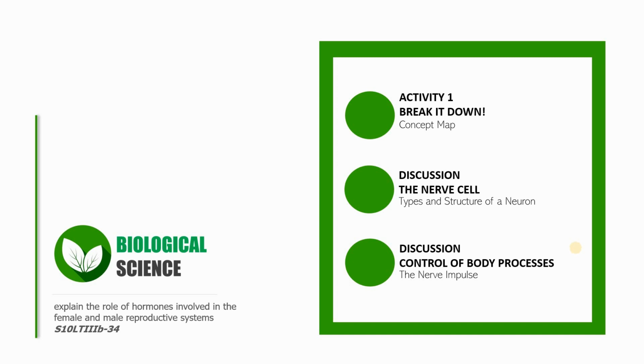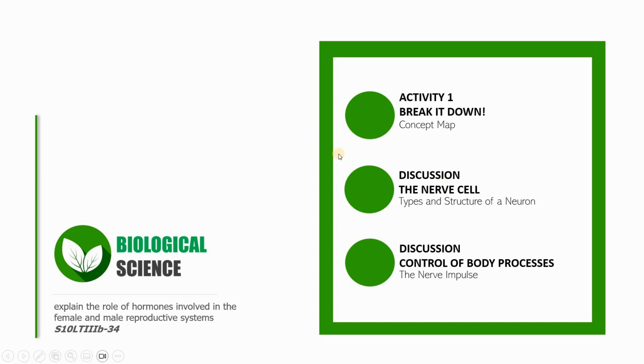Welcome to this discussion. For this session, we have the following parts. The first part will be an activity. It is titled Break It Down, and it's actually a concept map. The second part of this session is a discussion about the nerve cell, the types, and the structure of a neuron. And then the last part of this session is a discussion on the control of body processes. We'll begin with the nerve impulse.